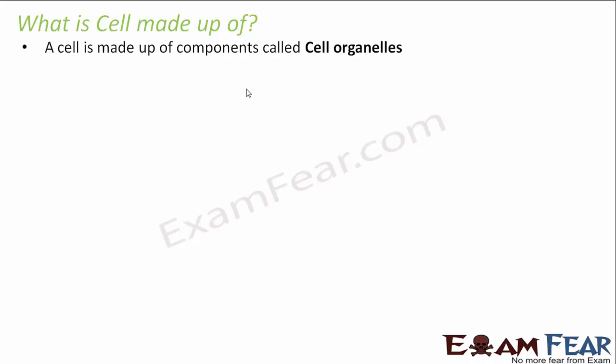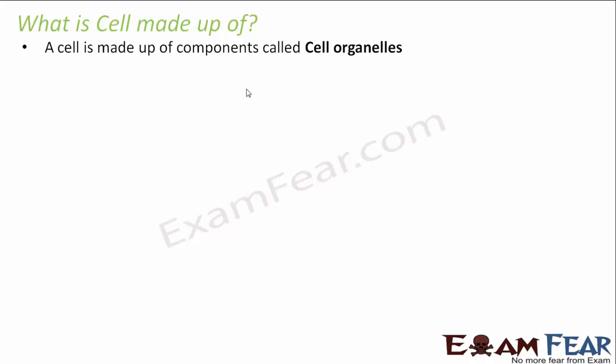Okay. So now that we are clear with what unicellular and multicellular organisms are, let us now try to see what a cell is made up of. So till now we saw that cells are the structural and functional units of every living organism. Now let us look at the structure inside one cell. Let us concentrate only on a single cell and see what it is made up of. A cell is made up of components called cell organelles. So even inside a cell, you have different components, and these components are known as cell organelles.